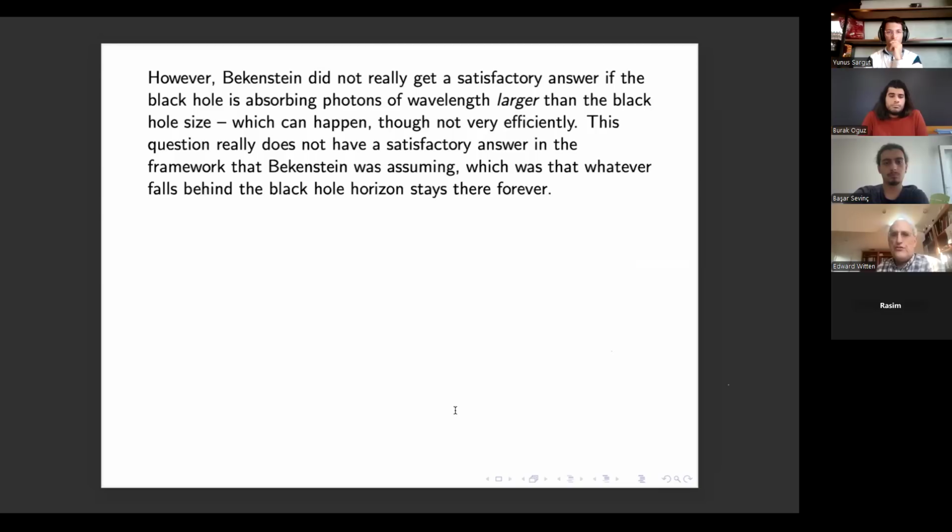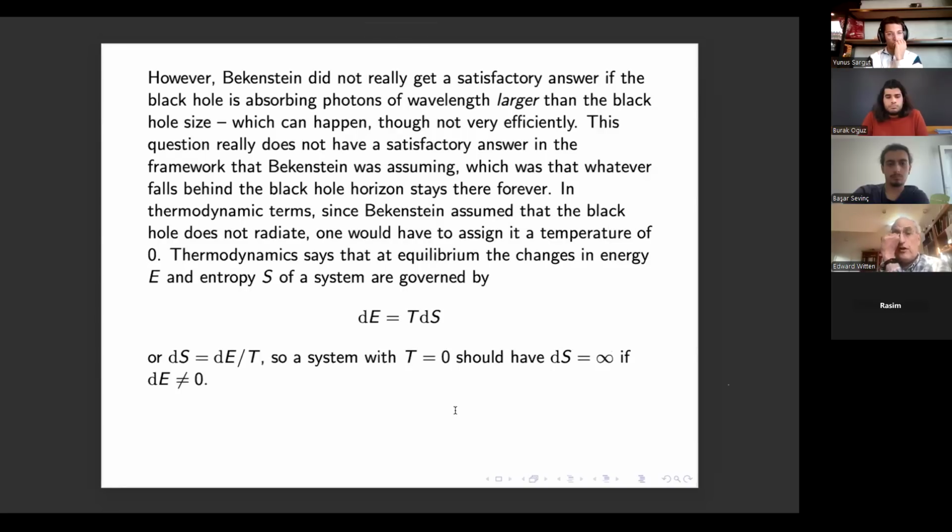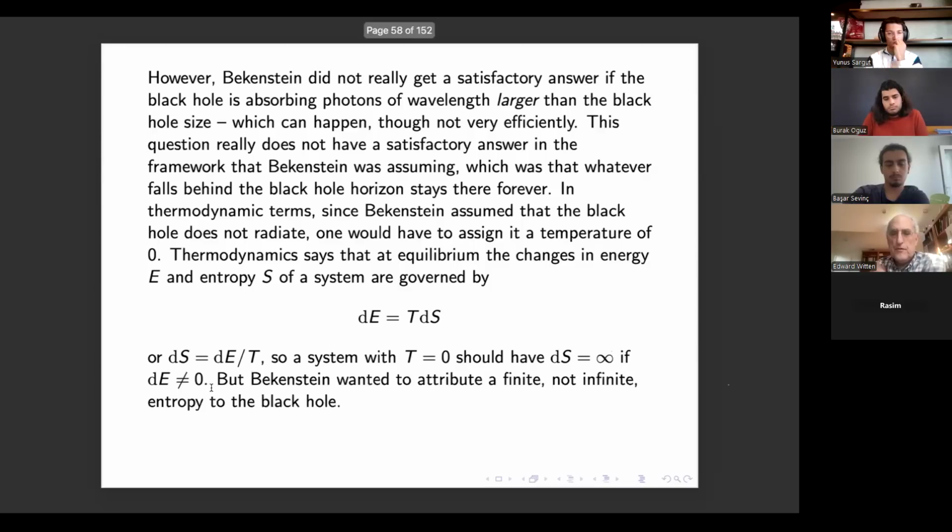In hindsight, this question does not have a satisfactory answer in the framework Bekenstein was assuming, which was that whatever falls behind the black hole horizon stays there forever. In thermodynamic terms, since Bekenstein assumed the black hole was not radiating, you should assign it a temperature of 0. But thermodynamics says that at equilibrium, the changes in energy E and entropy S of a system are governed by dE equals TdS, or dS equals dE over T. So a system with T equals 0 should have dS equals infinity if dE is non-zero. But Bekenstein wanted to attribute a finite, not infinite, entropy to the black hole.